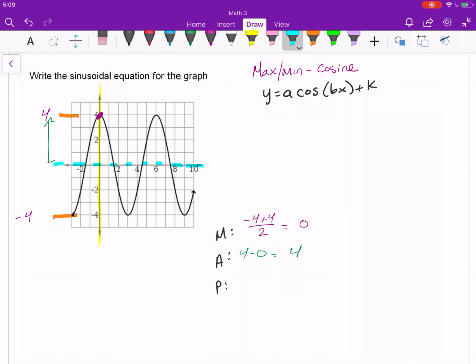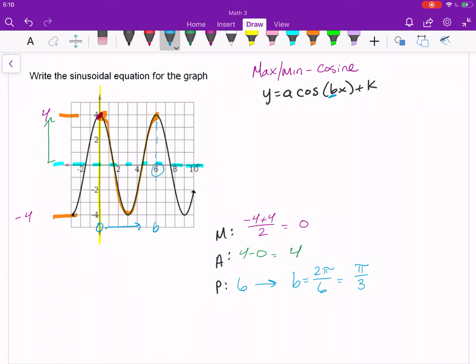Period. Remember, I suggest that you highlight one full cycle. So we go from our max back to our max, and then we note how long that took, or what the horizontal distance is. So we're going from 0 all the way to 6. So our period is 6. Now remember, the period is just going to help us find our b, so I'm just going to do it right here. Our b is 2 pi divided by the period. 2 over 6 is 1/3, so this is pi over 3.